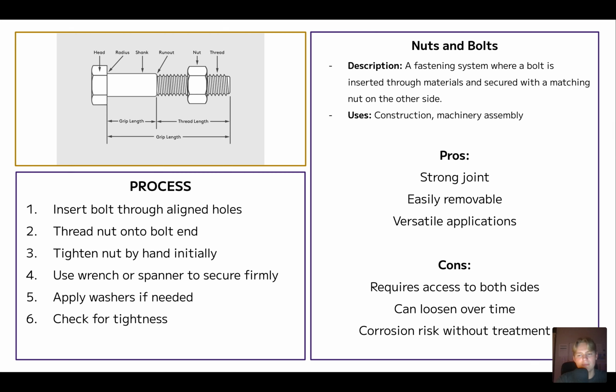You'd probably do that beforehand. You wouldn't apply the washer afterwards, which would disperse the pressure. That's what a washer does, by the way. It disperses the pressure of the fixture, which creates less damage to the material. And then once you've done that, you can check the fixture for tightness.